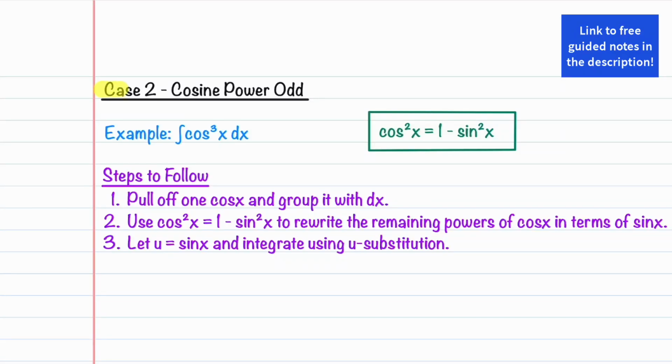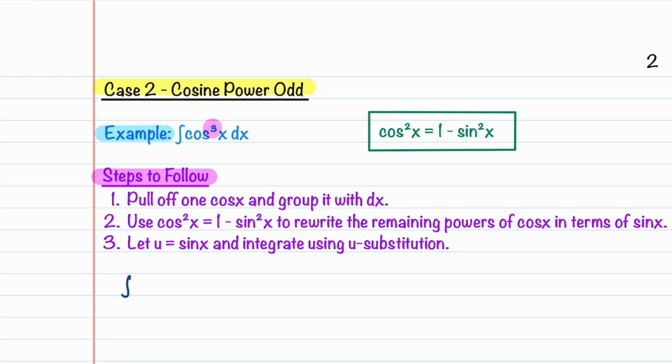Let's now look at case 2 of integrals involving powers of sine and cosine. Case 2 is when the cosine power is odd, such as the 3 in this example. I've written down the steps that we can follow, and we'll walk through these as we walk through our example. We're going to integrate cosine cubed x dx.